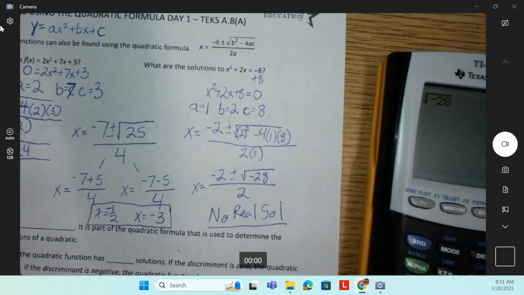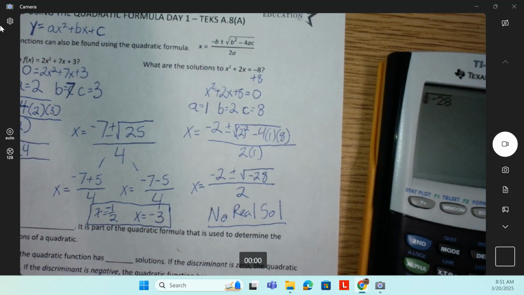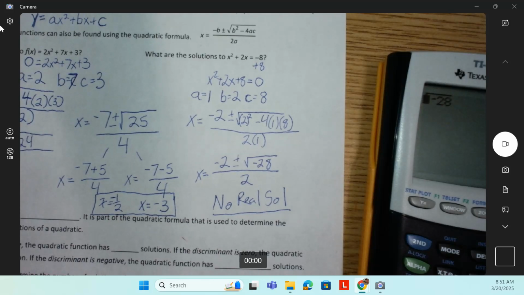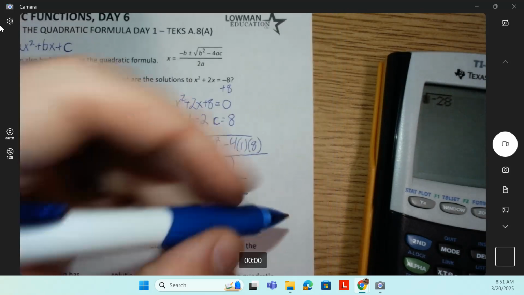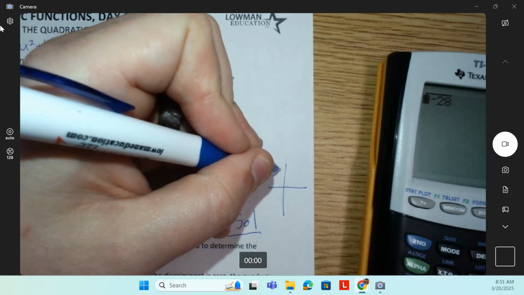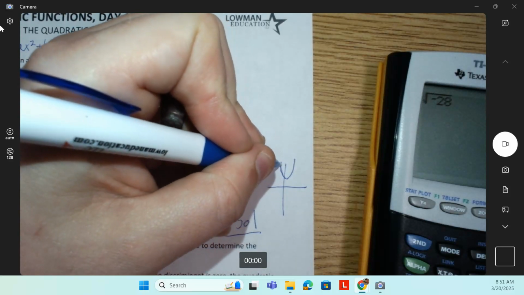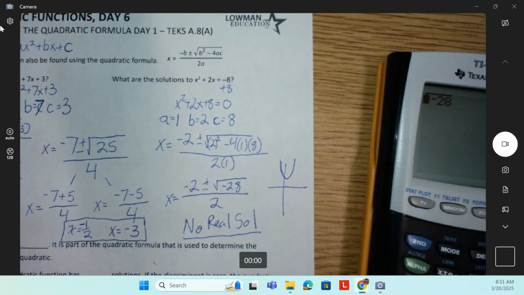And if we were to put that on the graph, it would not cross the x-axis anywhere. So trying to take the square root of a negative number just means that you have a parabola that goes something like that and doesn't actually cross the x-axis.